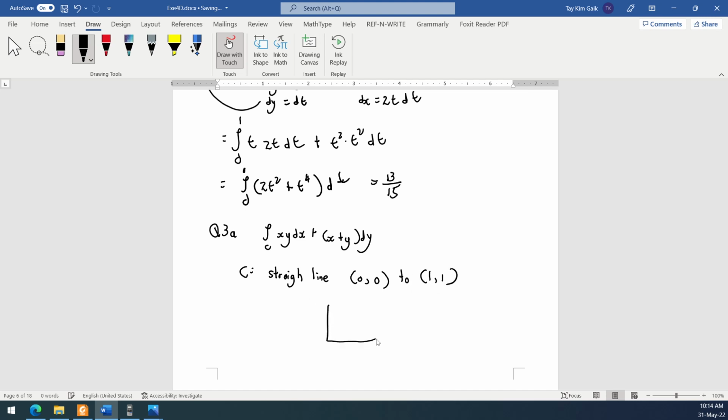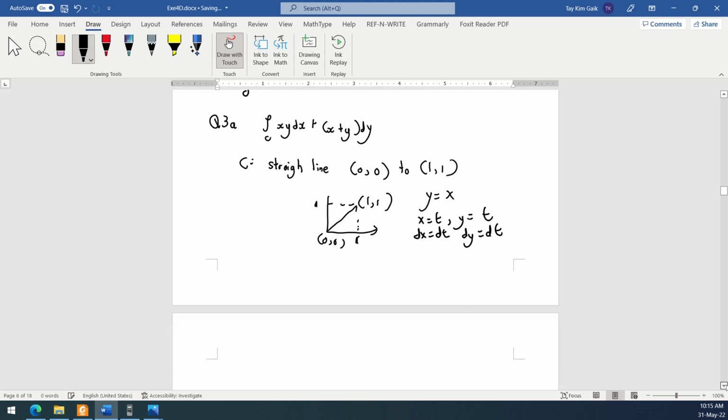You can easily see this is the point 0, 0, and this is 1, 1, a linear graph. This is x equal 1, this is y equal 1. So easily you can let this straight line be y equal to x. When x is 0, y is 0, and when x is 1, y is 1. Then let x equal t, so y equal t, and dx equal dt, dy equal dt. Plug x is t, y is t into the line integral.